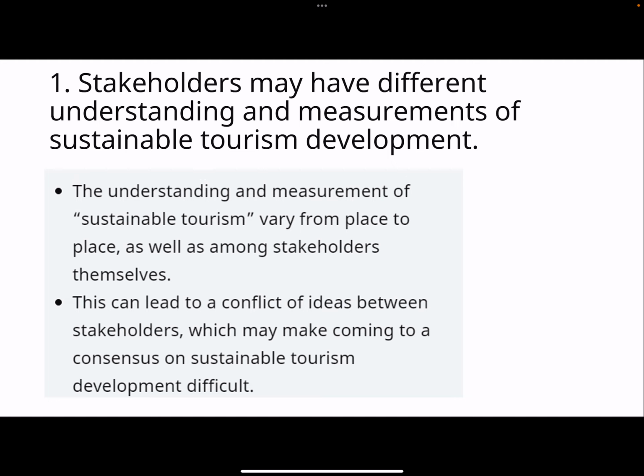All right. So what are some of these challenges that stakeholders will face? Sustainable tourism, what is your understanding of it? Right? What is the understanding of the next person of it? Okay, because sustainable tourism isn't one clear definition, right? It's a spectrum of practices which different tourist practices in different locations fall in. So it can be a tough thing to nail down, right? And this can lead to a conflict of ideas between the stakeholders themselves, right?